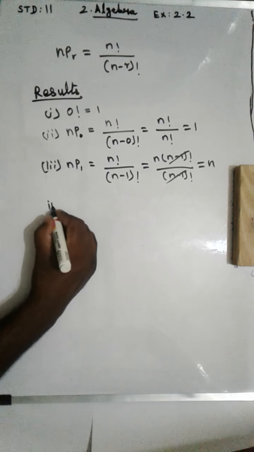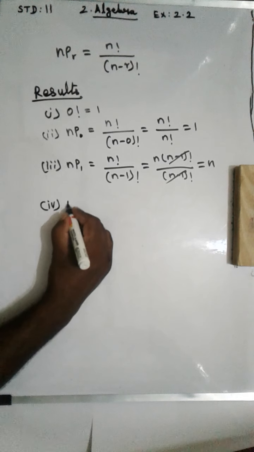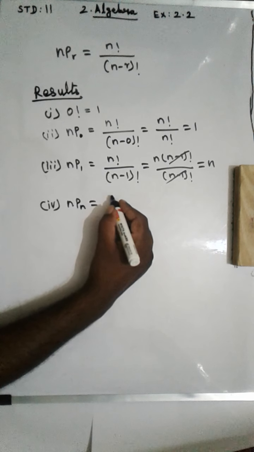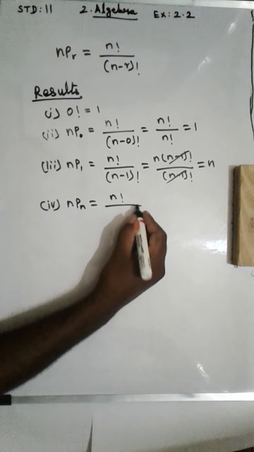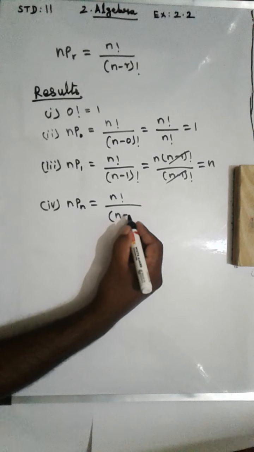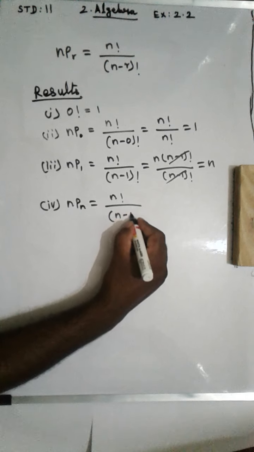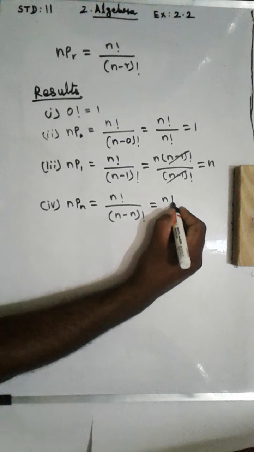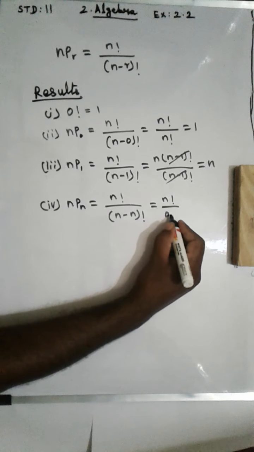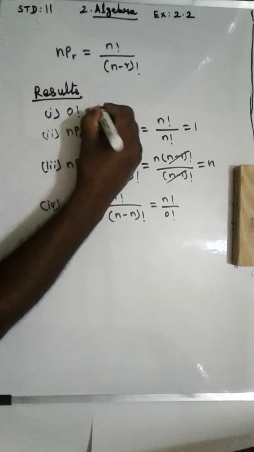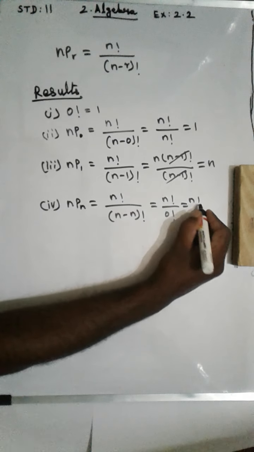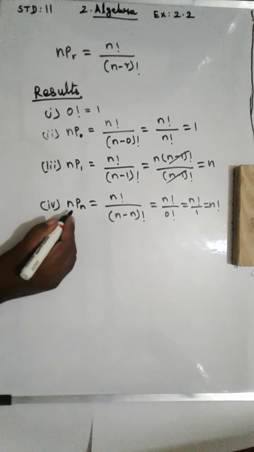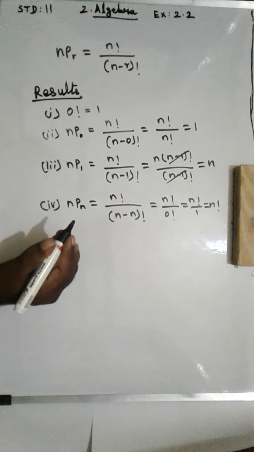Next, fourth result, nPn equals: the formula is n factorial divided by (n minus n) factorial, which is n factorial divided by 0 factorial. We know that 0 factorial is 1. So n factorial divided by 1 equals n factorial. So nPn is equal to n factorial.